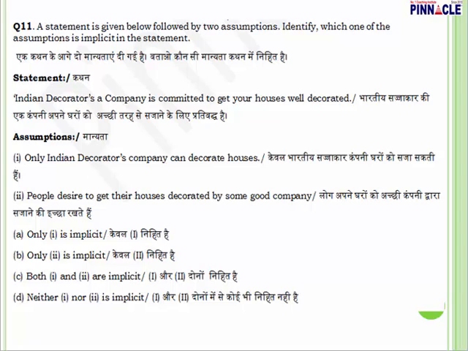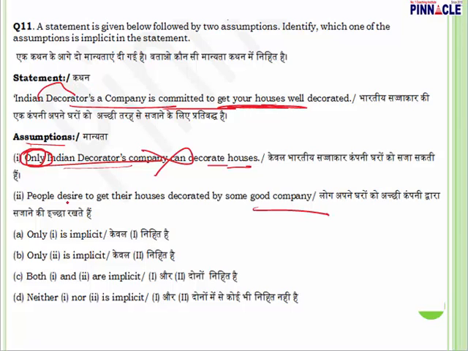Question number 11, the statement given is Indian Decorators Company is committed to get your houses well decorated. First assumption, only Indian Decorators Company can decorate houses. If words like only are present in the assumptions, they are almost always wrong. It is not given that only Indian Decorators Company decorates, so this is wrong. Second, people desire to get their houses decorated by some good company. Since the company is committed to decorating houses, it means people desire this, so that company is working. So this is right, only 2 is implicit.